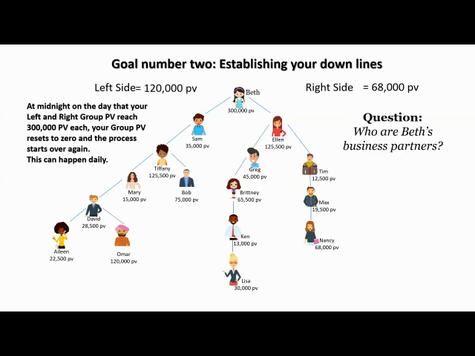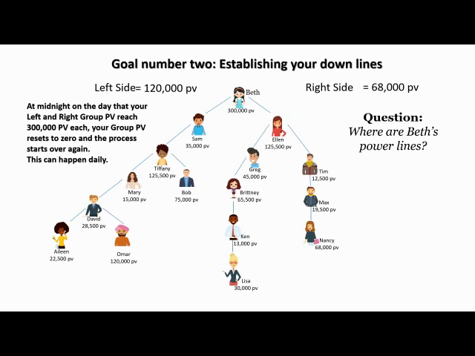And now, who are Beth's partners? Well, that would be Ellen, Tiffany, and David, because they all have left and right sides. So they're partners. They want to grow and build this business with Beth as well.